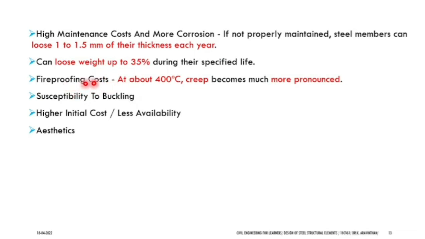And fireproofing cost: at about 400 degrees centigrade, creep becomes more pronounced. So creep is an important parameter which you will learn in your higher studies. Susceptibility to buckling, higher initial cost. If you want a steel structure, high cost you should invest, and aesthetics. So these are the disadvantages.